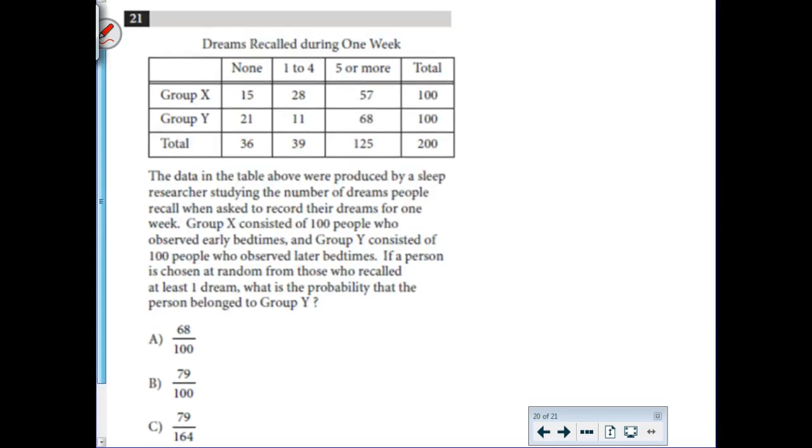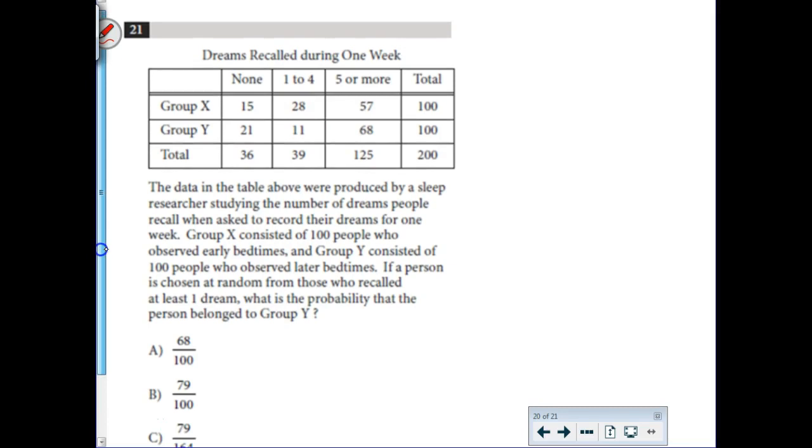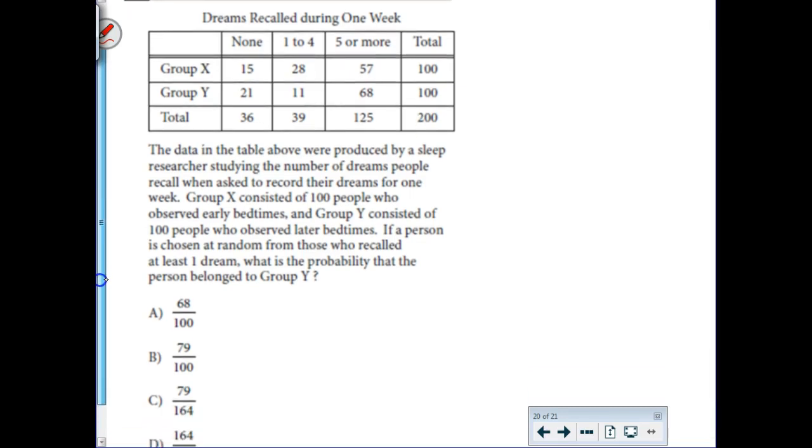All right. Dreams recalled during a week. So the data above is for a sleep researcher studying the number of dreams people recall and asked to record their dreams. Group X consisted of 100 people who observed early bedtimes, and Group Y is 100 people who observed later bedtimes. If a person is chosen at random from those who recalled at least one, oh, right there.